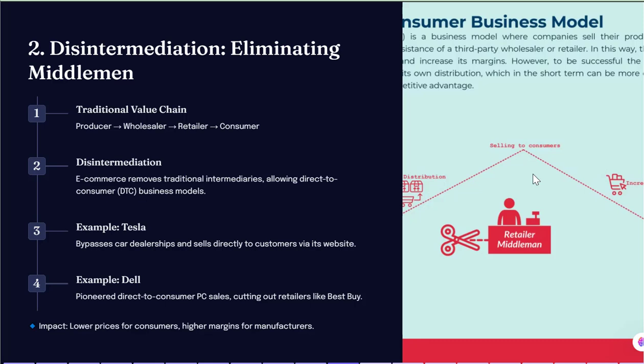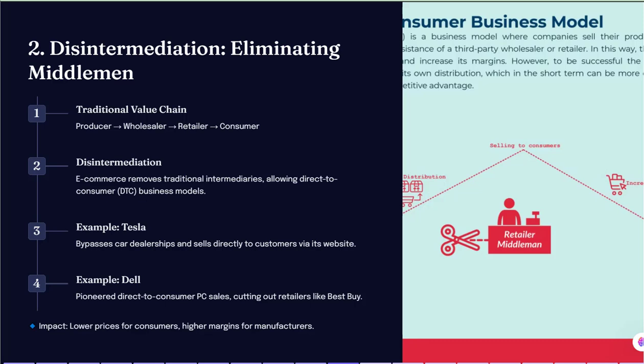E-commerce has enabled disintermediation by allowing companies to sell directly to consumers through their own online platform. So they create platforms. For example, Tesla is a company that has disintermediated the traditional car sales model by selling directly to consumers through its website, bypassing car dealerships.